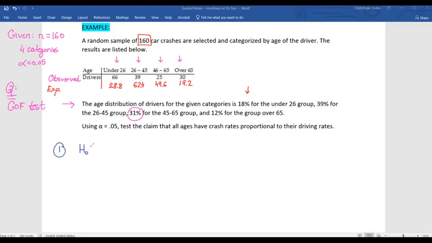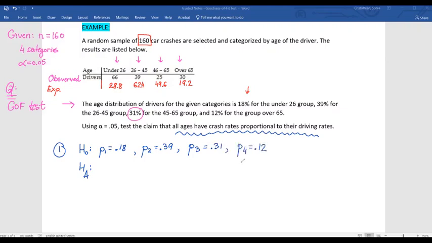Step 1, H sub 0, H sub A. Well, this is what we have as a claim. All ages have crash rates proportional to their driving rates, meaning P1 is indeed 0.18. These are the rates. P2 is 0.39. P3 is 0.31. And P4 is 0.12, or the distribution fits the expected distribution. However, H sub A will be one of the P's is different. So you see the claim is actually this time the top one.